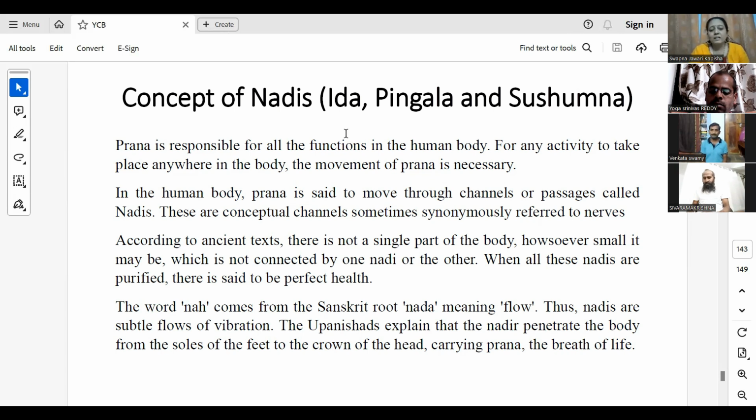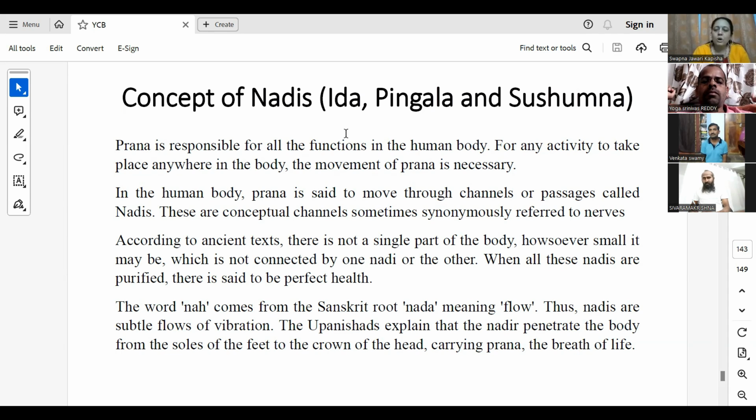So nadi, the word na comes from the Sanskrit root word nada. Nada means flowing, flow of energy. So nadis are nothing but subtle flows of vibration, subtle flows of prana.